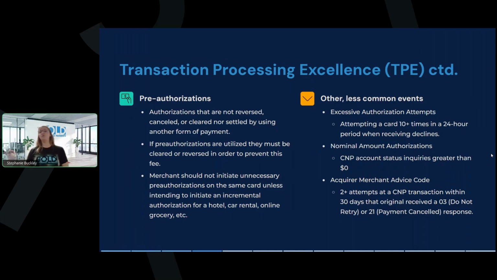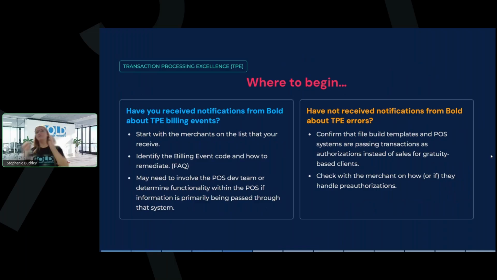But if you do get do not retry or payment canceled, you need to stop where you are. That's it. Because if you do it 2 or more times, you're going to get those TPE fees, which we want to avoid. So we highly discourage that process if people come to us. So where to begin? How do we fix this? How do we prevent this?